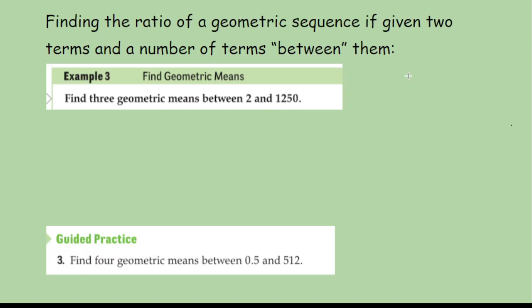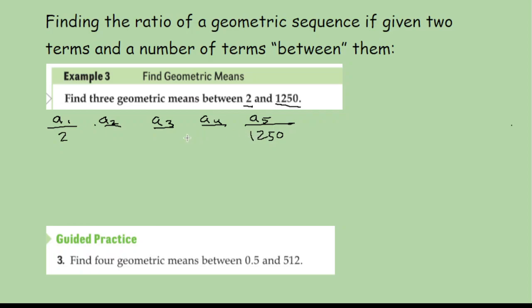And the first time I saw this, I went, I don't even know what they're asking, right? Then I realized what they are saying is this is my first term and this is my last term. So this is a sub 1, which is 2. And it says there are 3 of them between. So if this is a1, this would be a2, a3, a4, and those are between, meaning this 1250 is actually my 5th term.